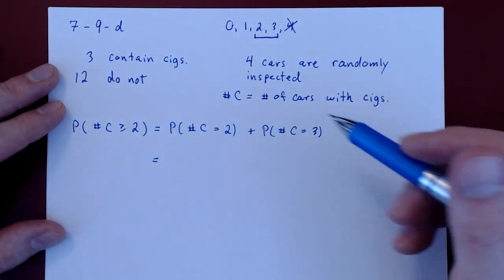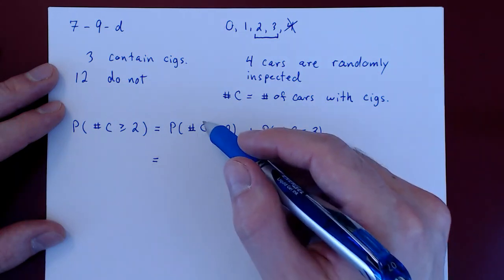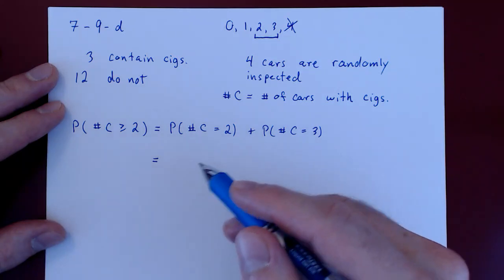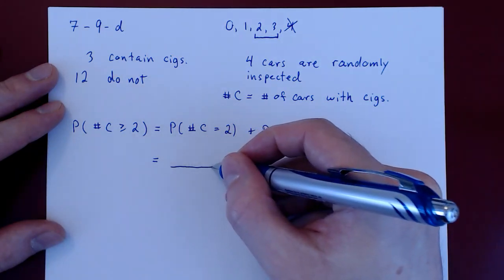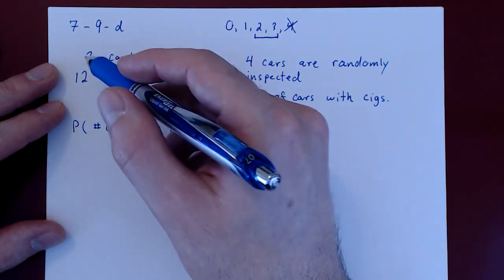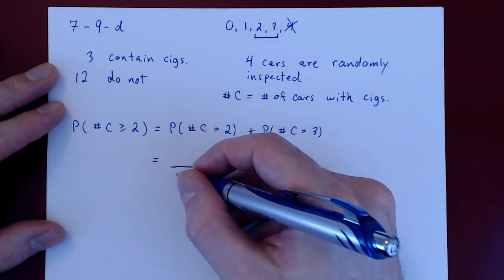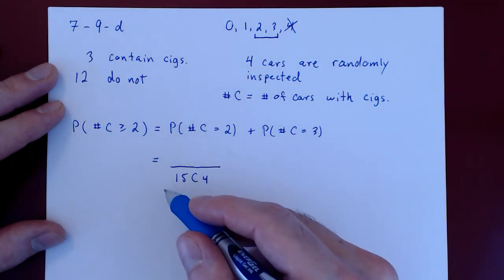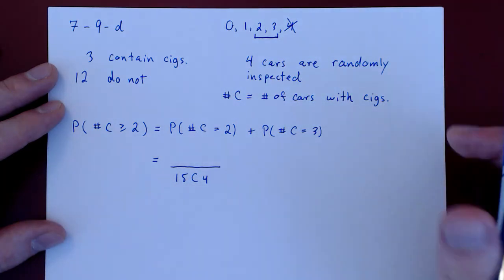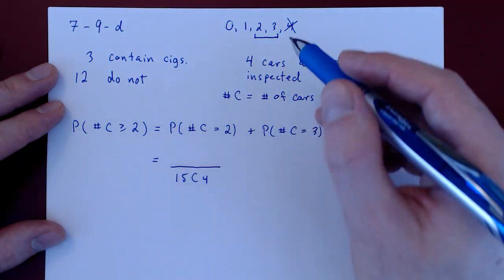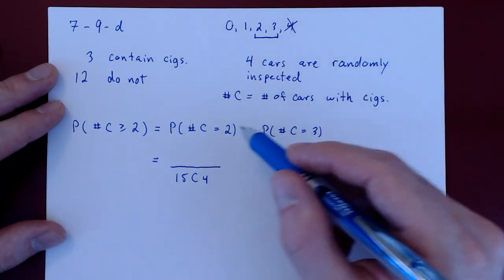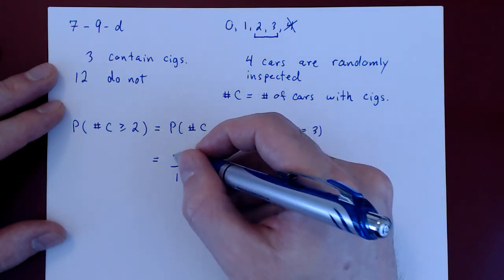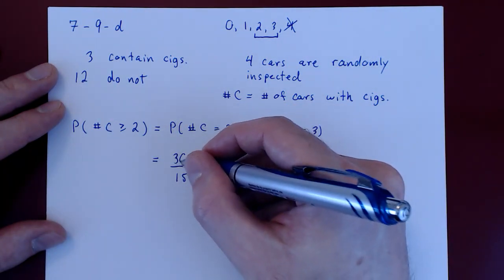So let's find the first probability, that 2 of the 4 selected cars contain cigarettes. This will be a fraction out of the total number of possibilities. That is, out of the 15 available cars, we choose 4. And out of those many possibilities, how many will be a selection of 4 cars with exactly 2 cars having cigarettes? This means out of the 3 cars that contain cigarettes, exactly 2 are chosen. So out of the 3, we choose 2.